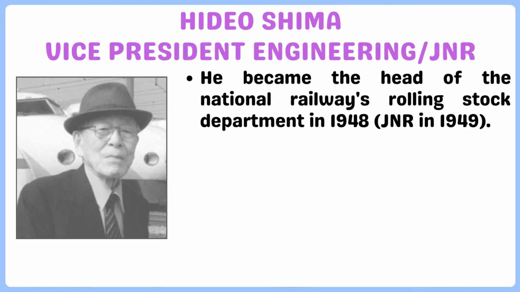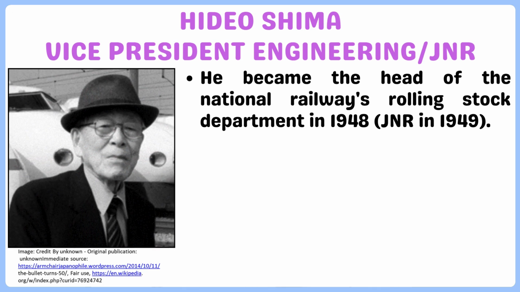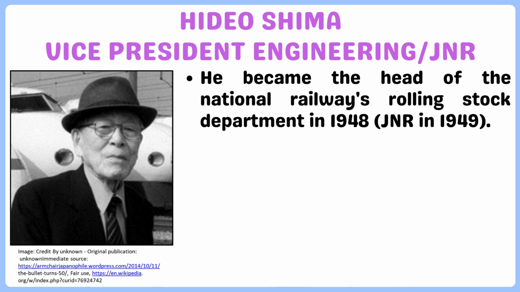Hideo Shima joined the Japanese government railways in 1925, where, as a rolling stock engineer, he designed steam locomotives. Shima was also involved in the design and development of the Class C62 and Class D52 steam locomotives for express passenger trains and heavy-duty freight trains. It was during these initial years that he came up with the idea of distributed power multiple unit control systems.